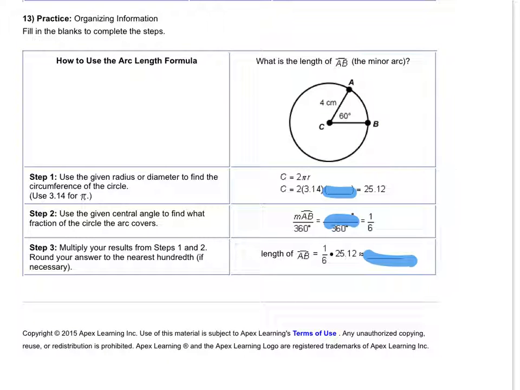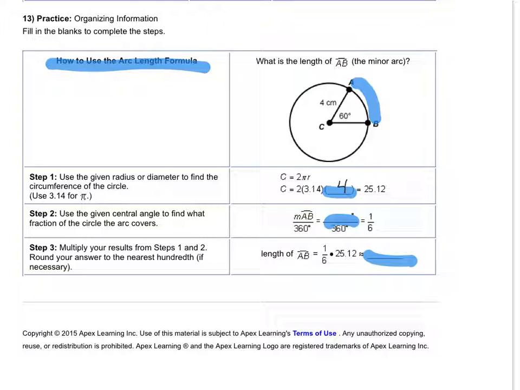Now we get to put it in practice. So our direction says how to use the arc length formula. So what is the length of the arc AB, the minor arc? Step 1 says use the given radius or diameter to find the circumference of the circle. So 2 pi r, our radius here is 4. So I plug in the radius, which is 4, right into that equation, and I get 25.12.